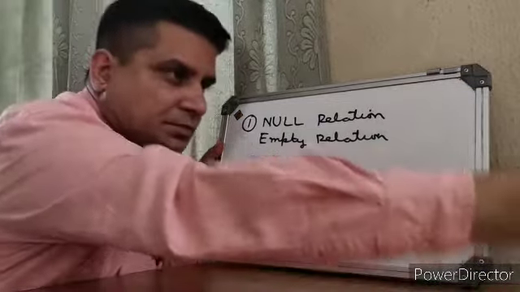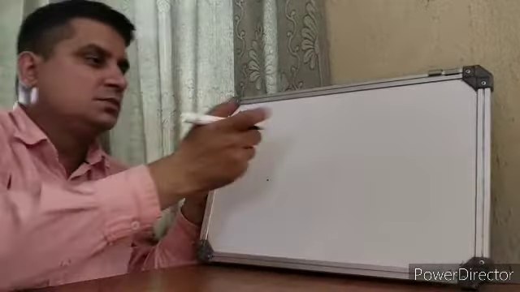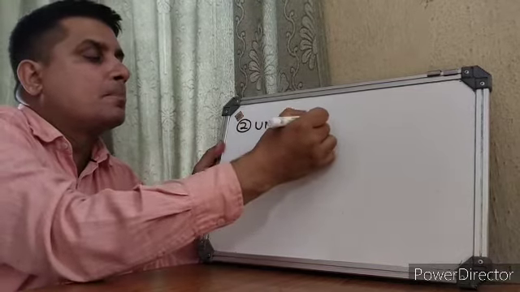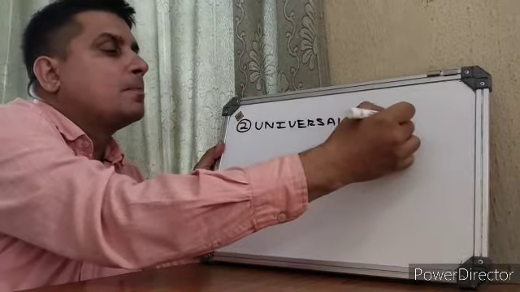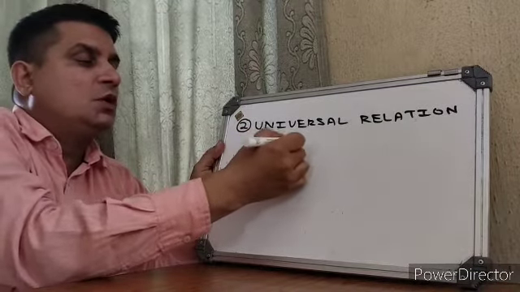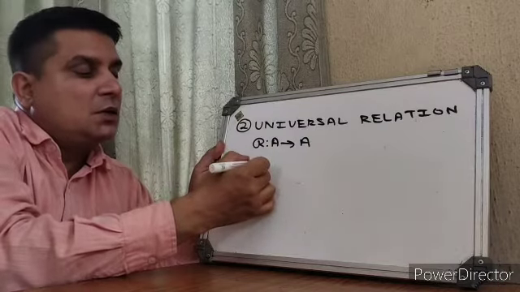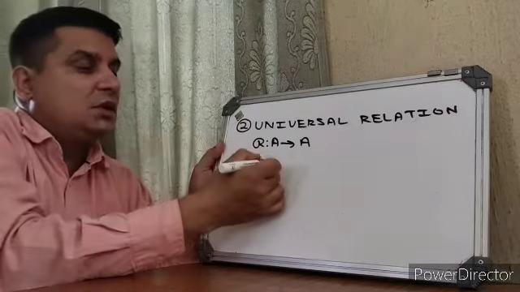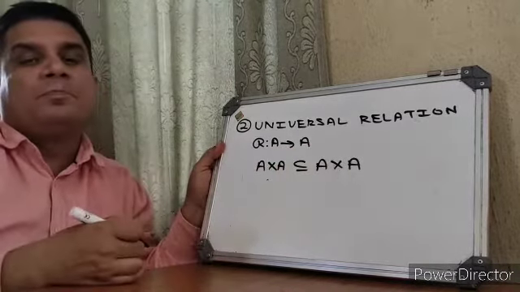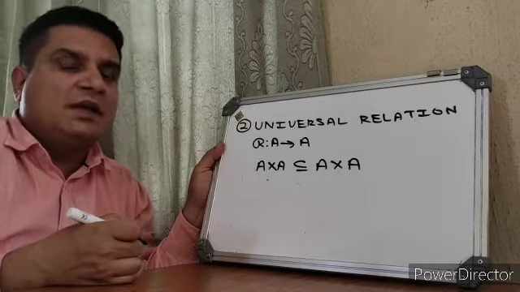Number second, universal relation. If relation is from set A to set A, and every set is a subset of itself, and if A cross A is a subset of A cross A, then it is called universal relation.